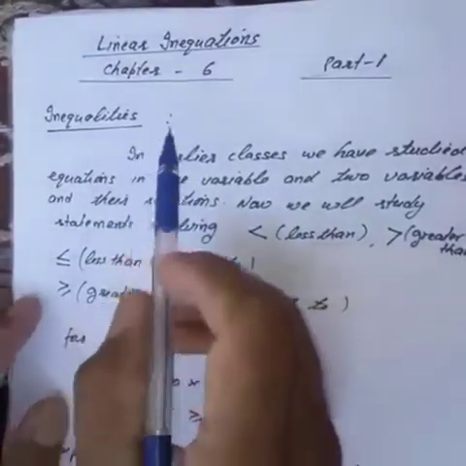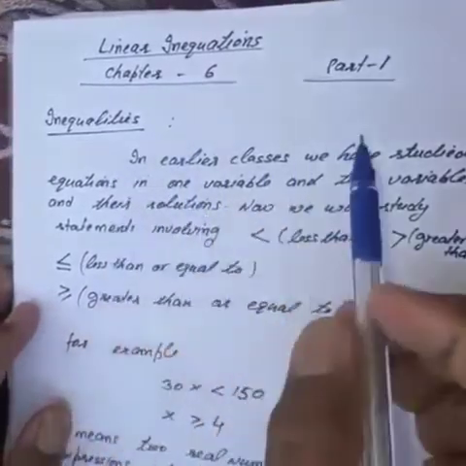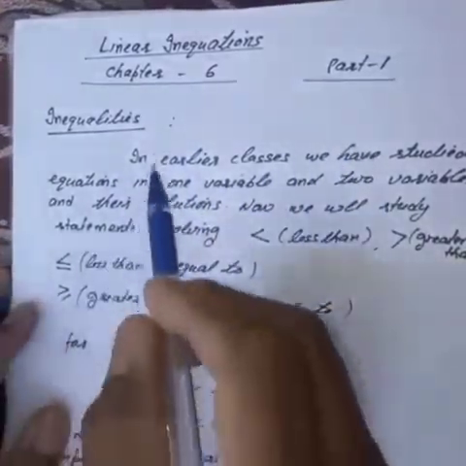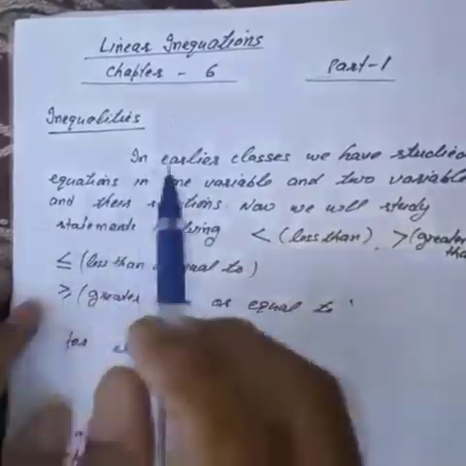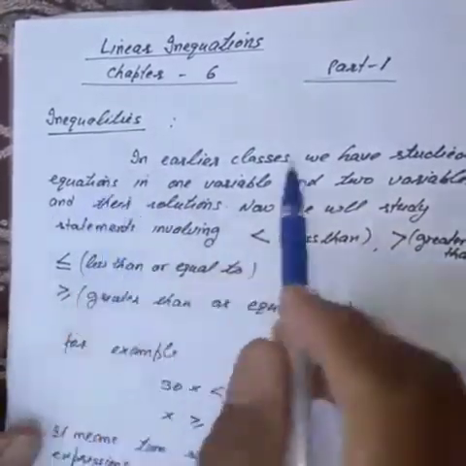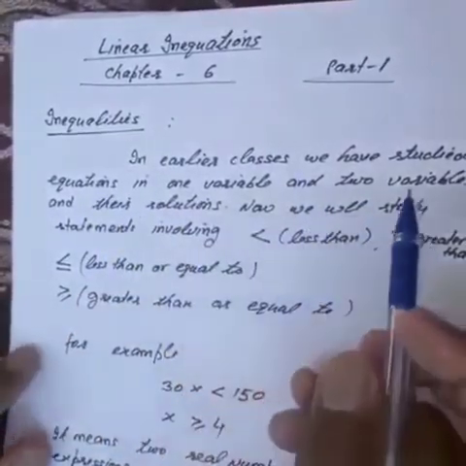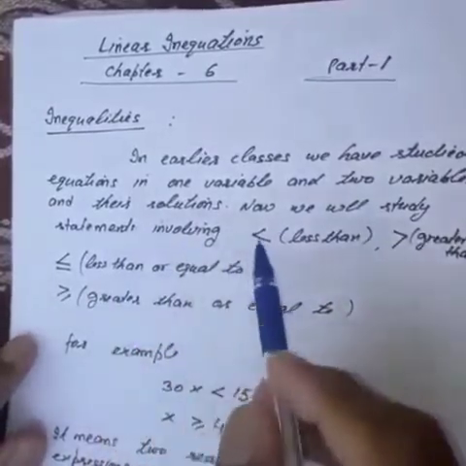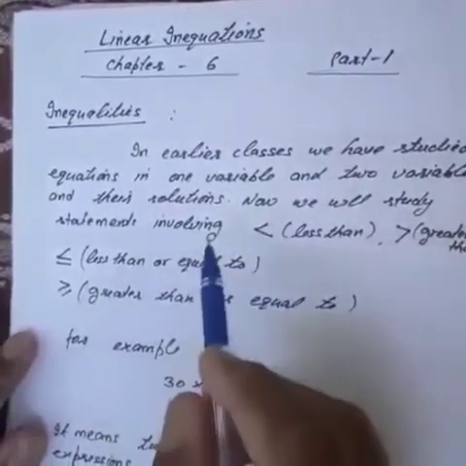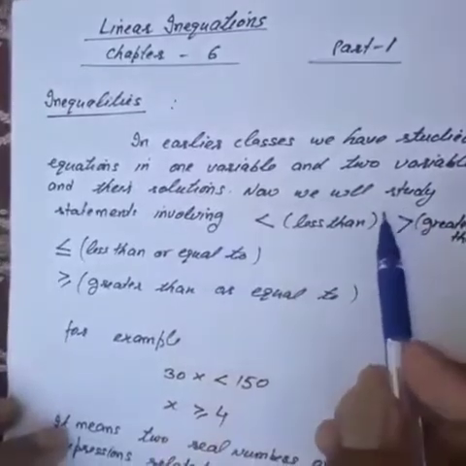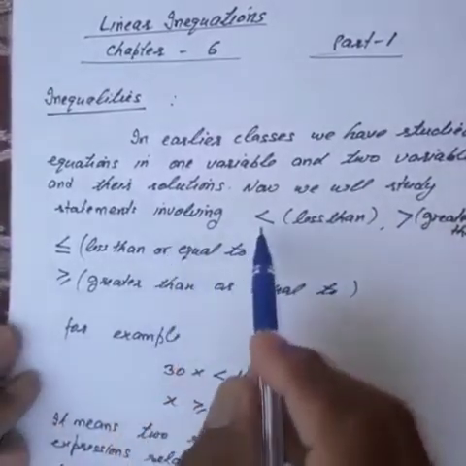This is a new chapter, chapter 6 of NCERT, and this is part 1 of linear inequalities. So what are inequalities? In earlier classes we have studied equations in one variable and two variables and their solutions. Now we will study the statements involving these symbols.